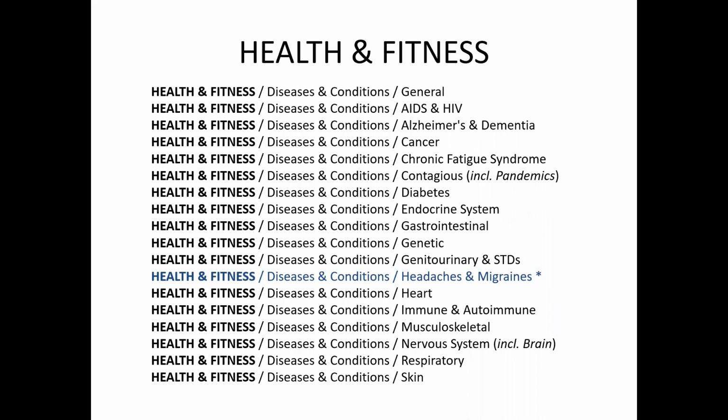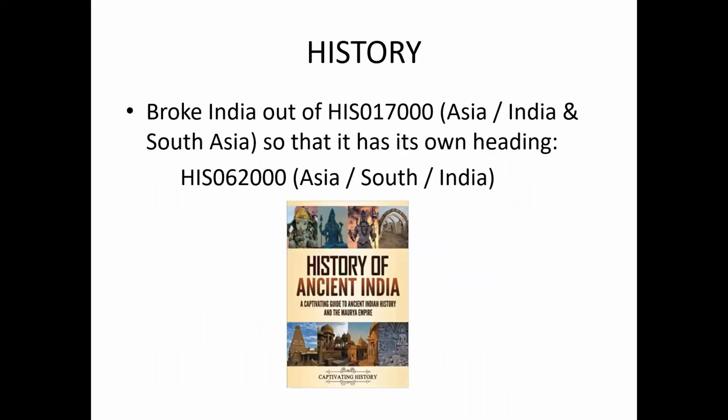The one section where we had the most changes was history. We did quite a lot of revamping on that section. One of the first things we did was we broke India out of History 017. That was Asia, India, and South Asia. And now India has its own heading, which is History 062, Asia, South, India.